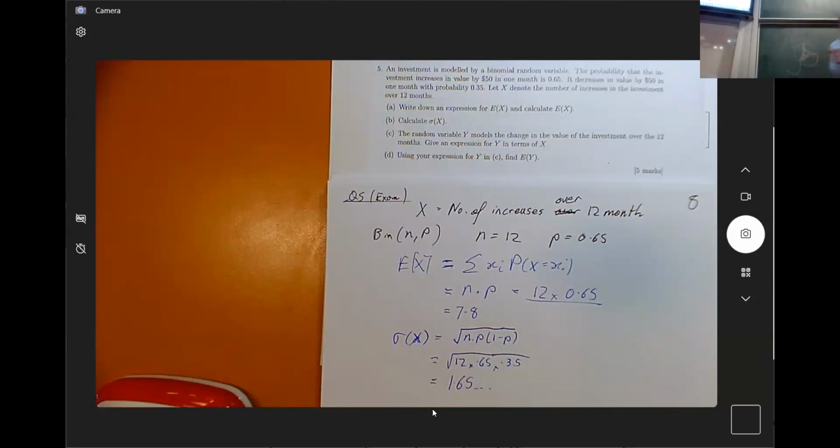But if it didn't increase, it decreased. There were only two options, going up and going down, with no staying steady. And so I've actually got to take away 50 times my number of trials minus x. So I should write this as 50 times x minus 50 times 12 minus x.